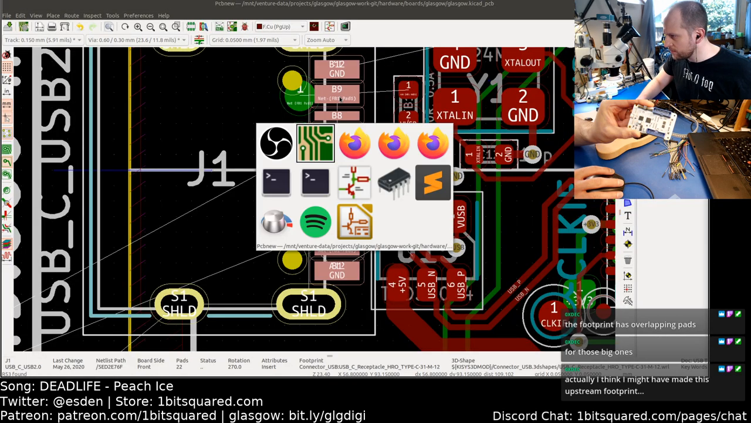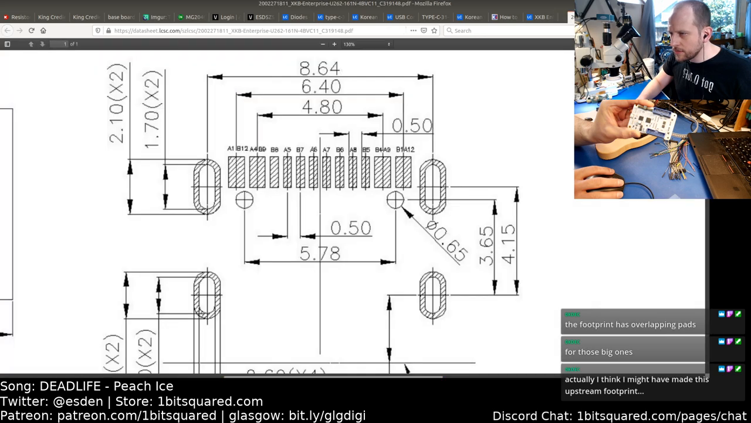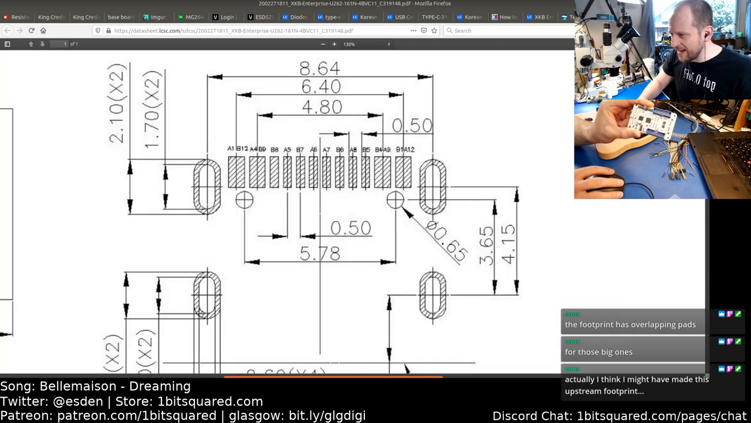A1 and B12. A4 and B9. Oh, this is the V plus. Ooh, interesting. And then A9, B4. So they are next to each other? So this is power. So these two are power and these two are ground. Damn.